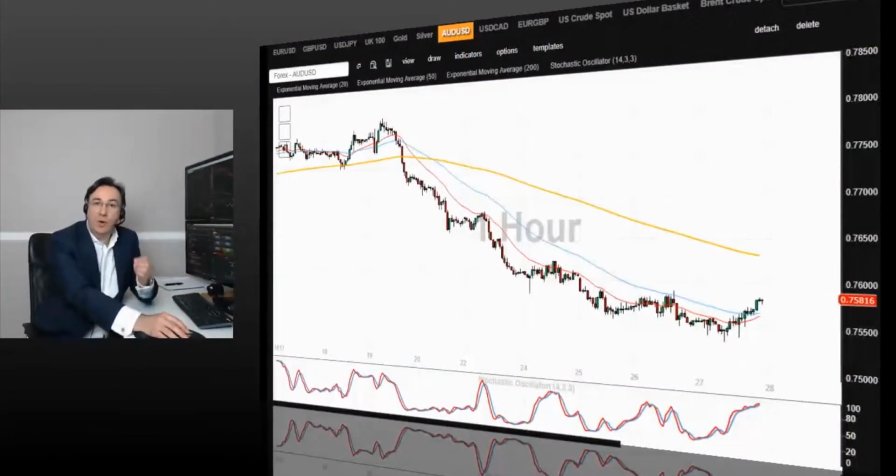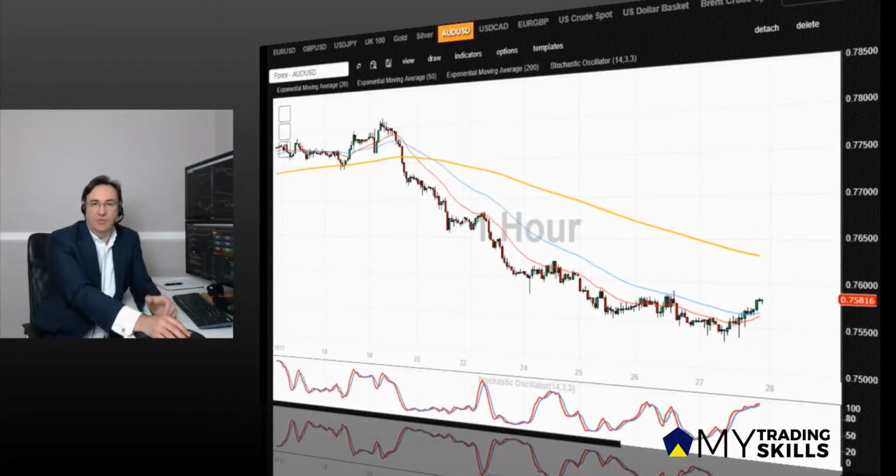In this example, I'll be looking at Aussie dollar, US dollar in 1 hourly time frame. So the first thing that we need to do is to confirm the trend. And we can do that by looking at two higher time frames. In our case, 4 hourly and end of day time frame.